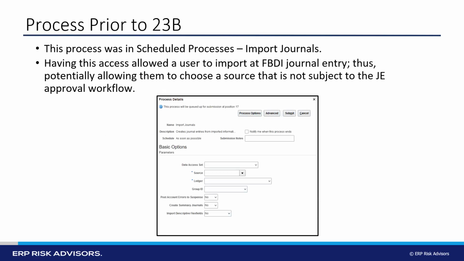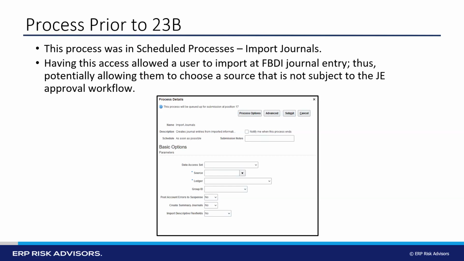The privilege run import journals program allowed users to access the process import journals via the scheduled processes and run it successfully. Since this privilege was also needed to allow users to run the create accounting process, you had to accept the risk of a user that could create accounting also being able to run the FBDI journal entry process. And that became the huge auditing risk that ultimately drove the enhancement request in November 2020.